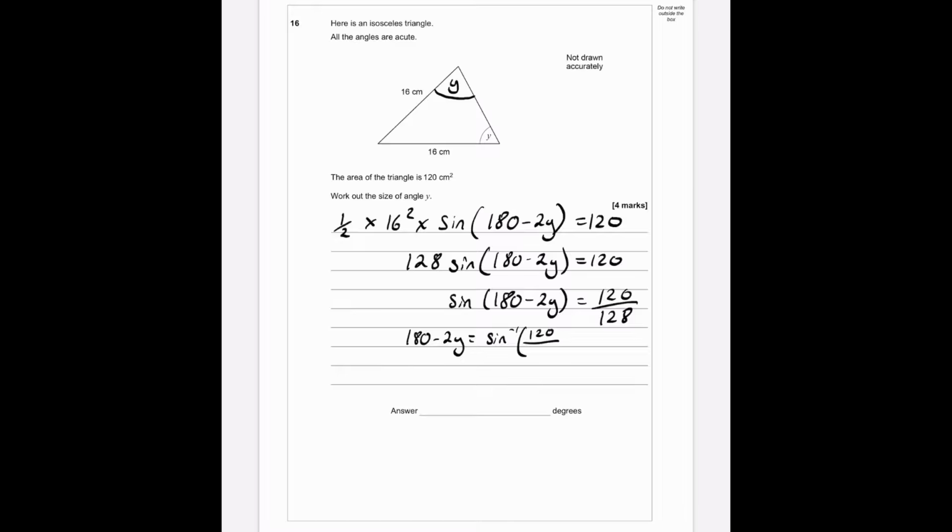Inverse sine of 120 over 128 is 69.6, etc., etc. And therefore, if I subtract that from 180 and halve it, I'll work out each one of these y's. And we can just plug that into the calculator. Remember not to round partway through a question. Use the answer function on your calculator, and you'll get y to be 55.2 degrees.